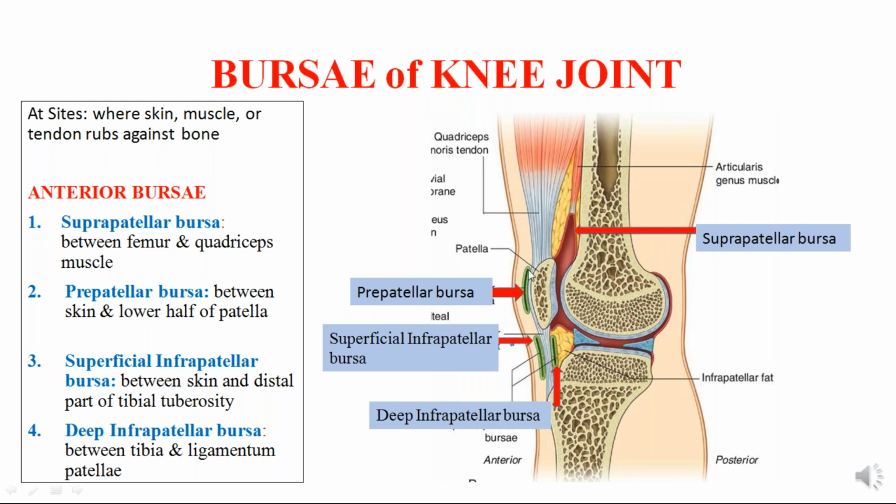The suprapatellar bursa is between the lower end of the femur and the quadriceps muscle. Prepatellar bursa is a subcutaneous bursa which is between the skin and the lower half of the patella. Another subcutaneous bursa is the superficial infrapatellar bursa, which is between the skin and the distal part of the tibial tuberosity. The deep infrapatellar bursa is between the tibia and the ligamentum patellae.